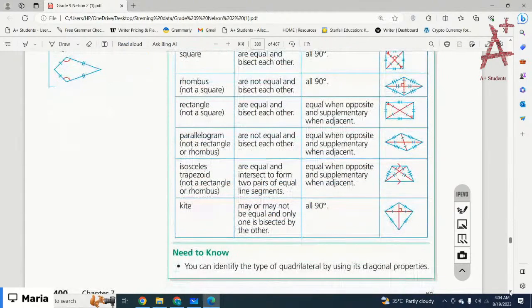Then you have kite. The diagonals may or may not be equal and only one is bisected by the other. All the angles are 90 degrees. You can identify the type of quadrilateral by using its diagonal properties, right?